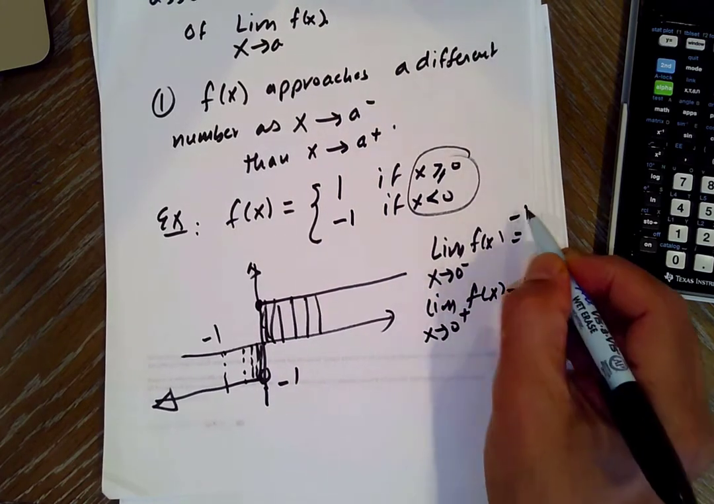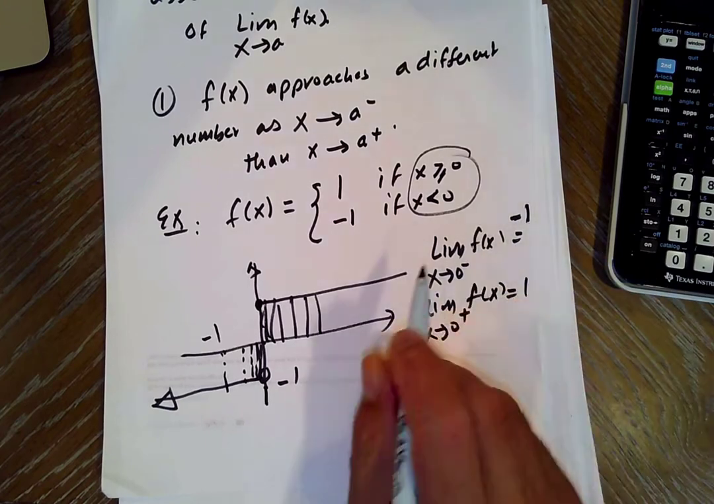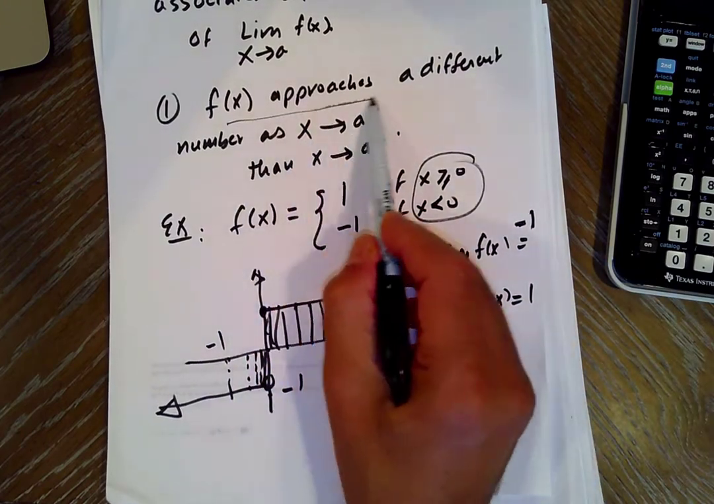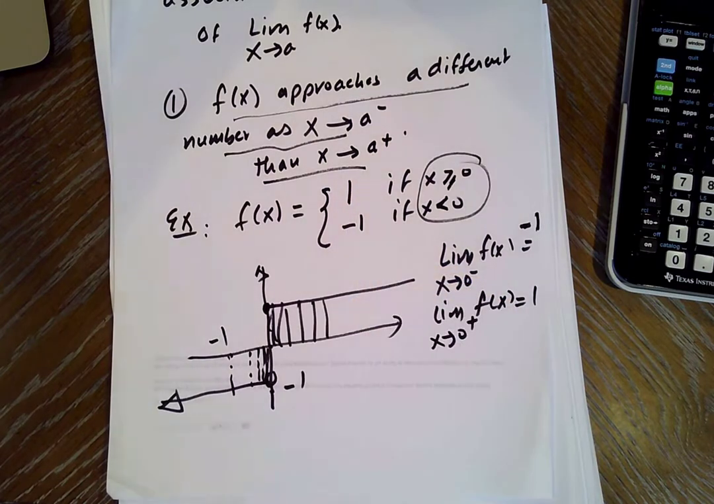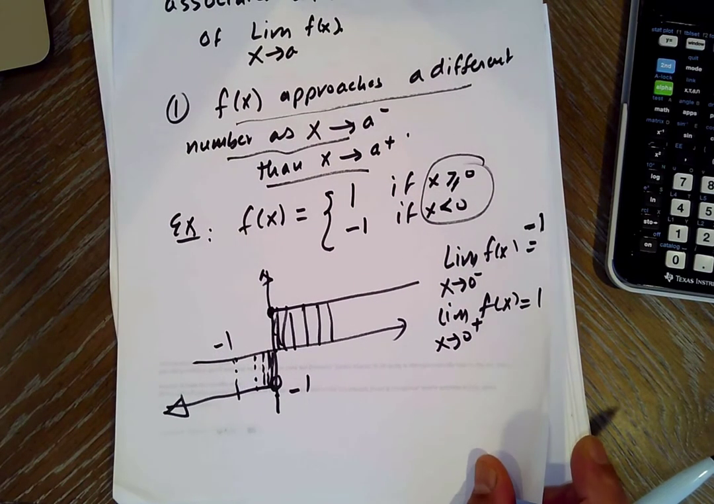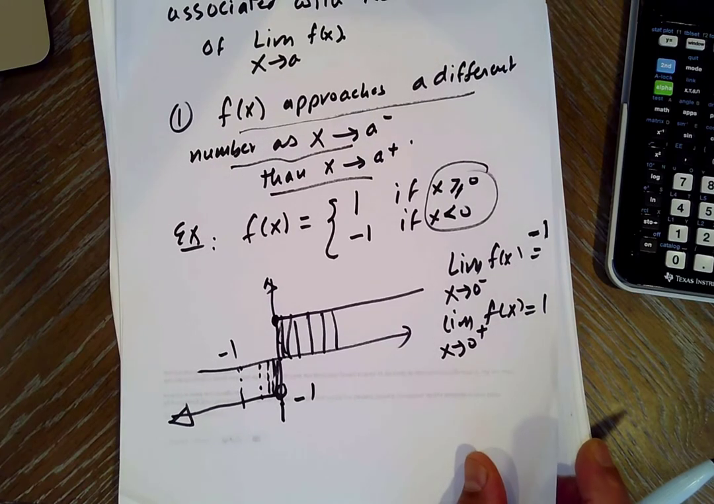You can see, although both limits exist, they are not the same. f of x approaches a different number when x approaches a from the left than when it approaches a from the right. We say the limit does not exist in this case. Okay, the limit does not exist.